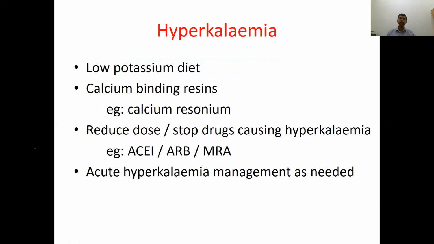Then the next complication is hyperkalemia. So if that is a complication in a patient, you need to go for a low potassium diet. You need to start giving them calcium binding resins like calcium resonium. And if they're on medications like ACE inhibitors, angiotensin receptor blockers, or drugs like spironolactone, you need to reduce the dose or stop them because that's going to worsen your hyperkalemia. And if a person is presenting acutely with hyperkalemia, you need to manage it as a medical emergency, where you know how to manage hyperkalemia as an acute patient.